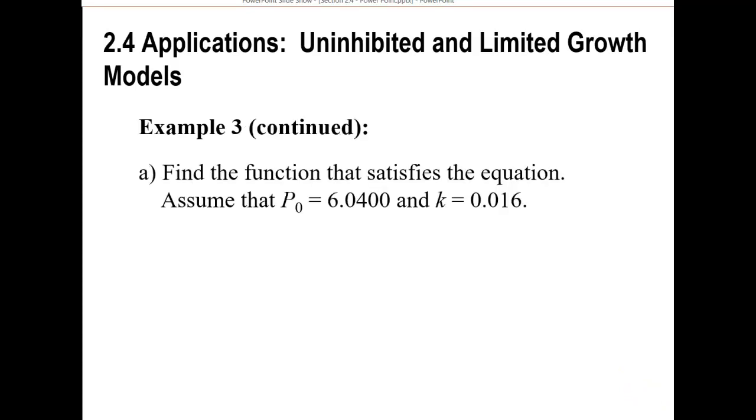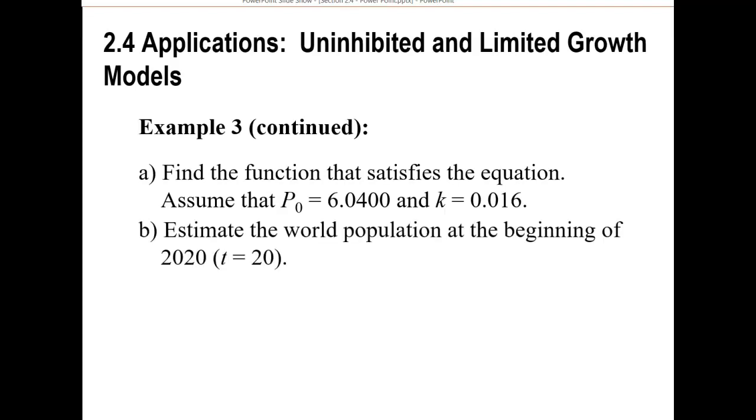All right, so for part A, we need to find the function that satisfies the equation, assuming that the initial population P naught is 6.0400 and our k value, or growth rate, is 0.016. And our unit will be in billions.